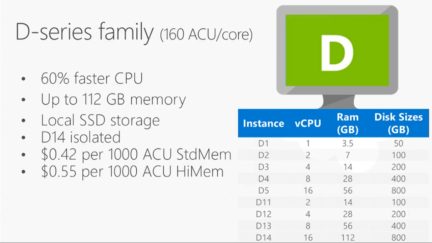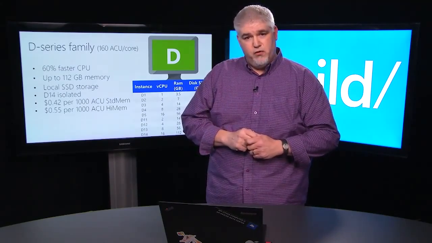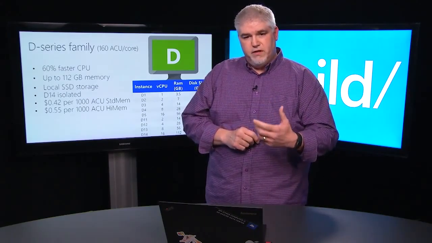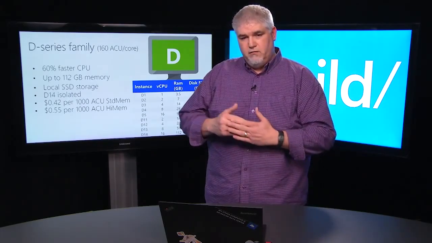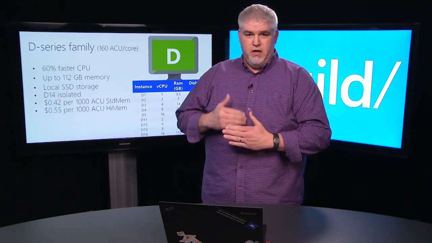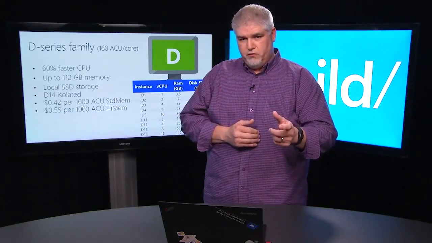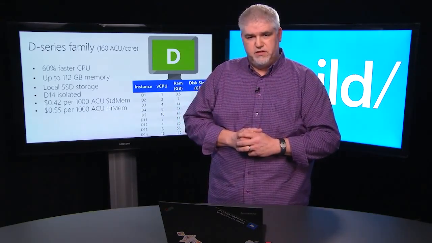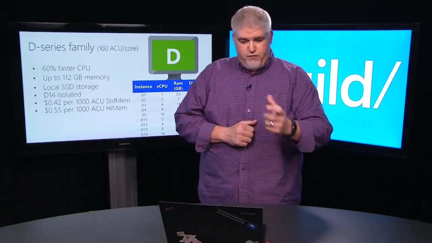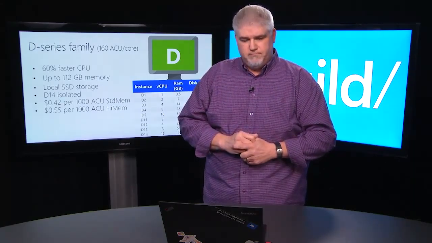Another important thing that has been asked of us on these as well, there are two different versions. There's the standard memory as well as the high memory version. The standard memory is 3.5 gigabytes to every core, versus the high memory version, which is 7 gigs. So instead of the 1.75 that we were doing in A, we're now doing 3.5 as a default in our D series family. So it's 42 cents for that standard memory, 55 cents for the high memory.